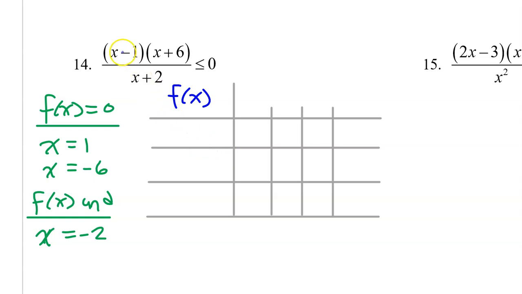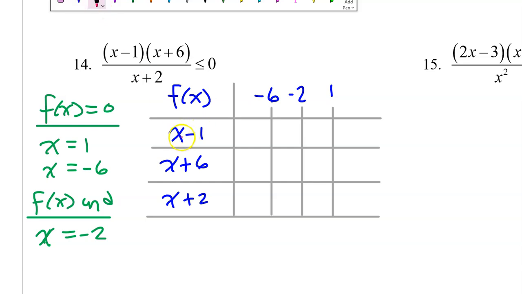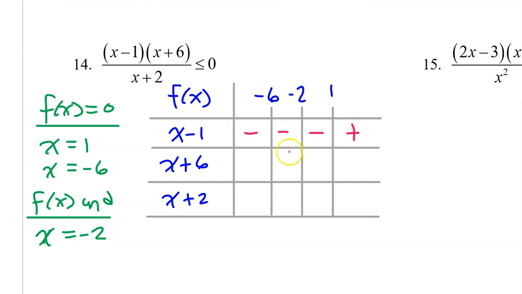Setting up the sign chart, we have a row for every factor. X minus 1, x plus 6, x plus 2. We put the critical values in order from least to greatest. So negative 6, negative 2, and positive 1. X minus 1 gave us the 0 of 1. It will be negative to the left and positive to the right. X plus 6 gave us the 0 of negative 6. It will be negative to the left and positive to the right.